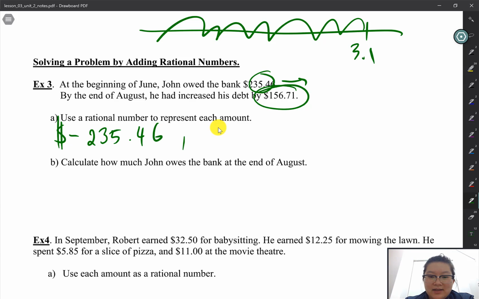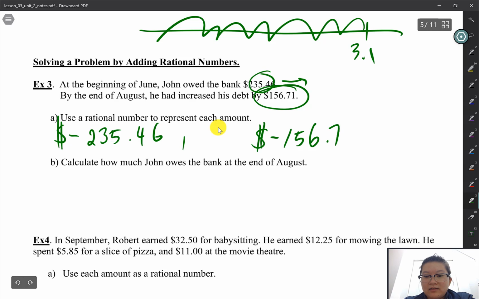If it's more debt, that should also be using a negative sign here, okay? So that's A. Calculate how much John owes the bank at the end of August. So if you get this question, usually what you want to do is use the correct representation of the number that you did in the previous question and write it as a mathematical sentence.